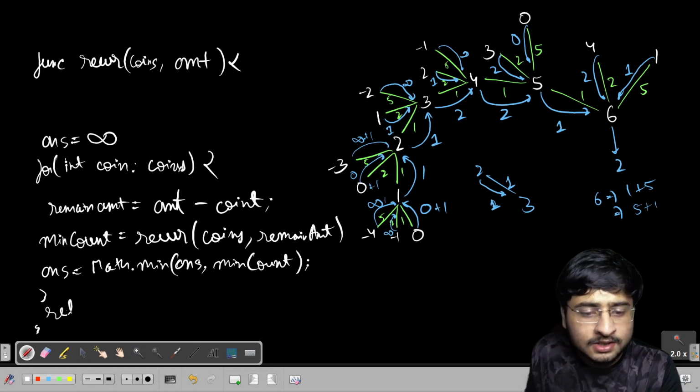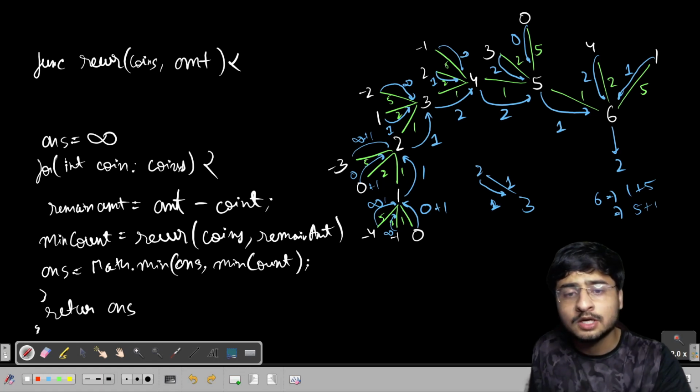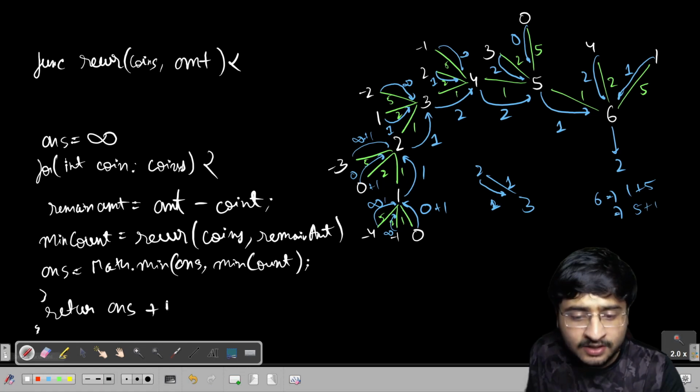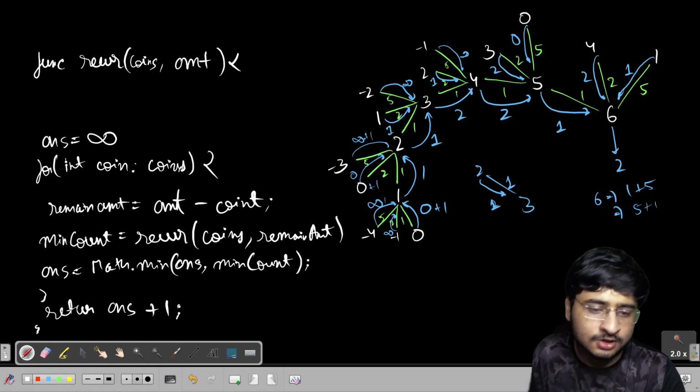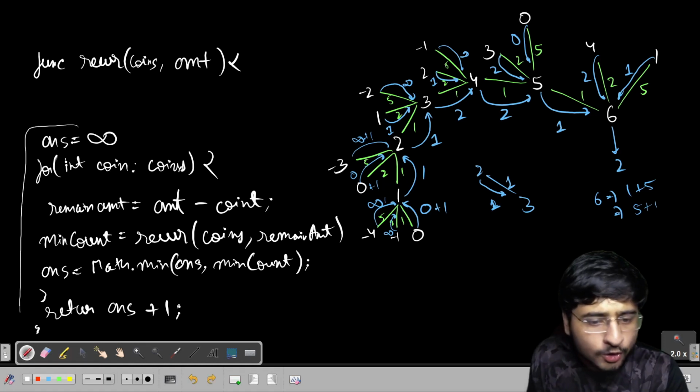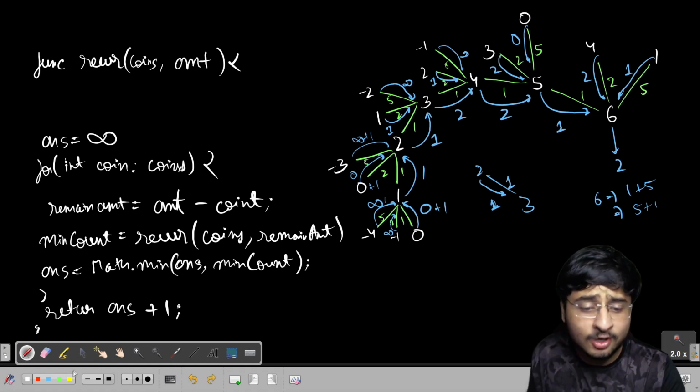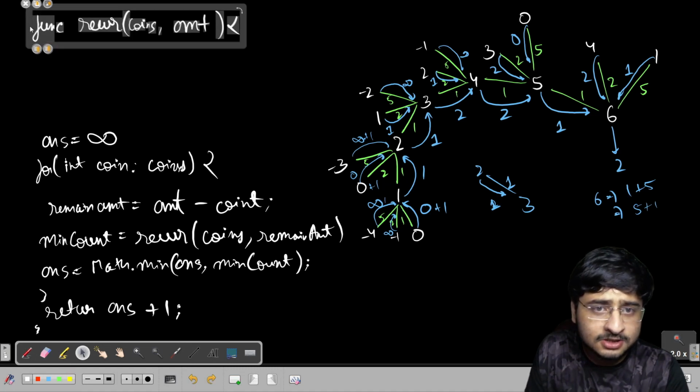And what will I return? Answer is right now storing the number of coins any other can make. Plus one is my coin choice at this position. So I'll return answer plus one. This is the body of the recursion. Let us write the base case itself. And I hope that the body of the recursion is pretty much clear to everybody.